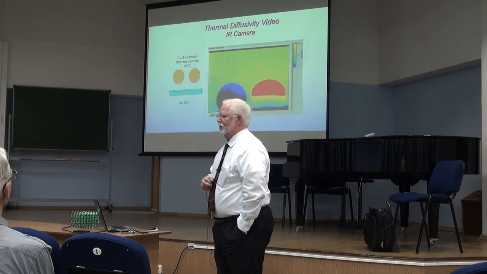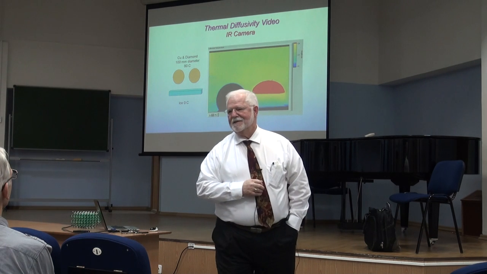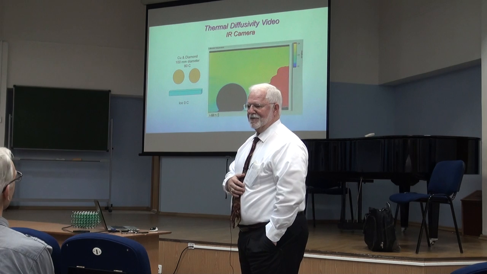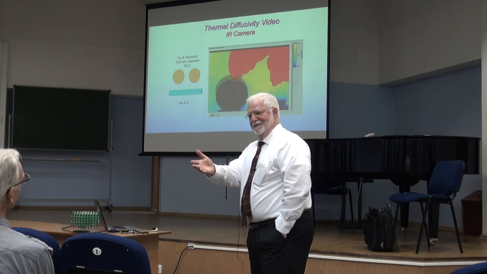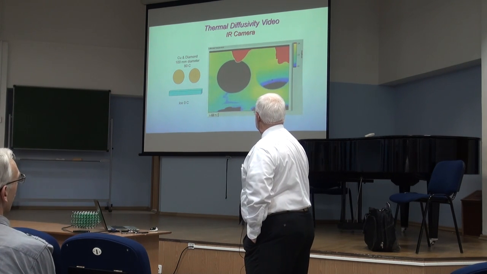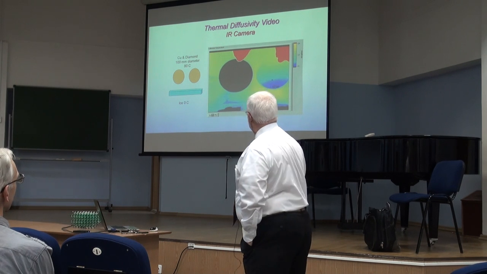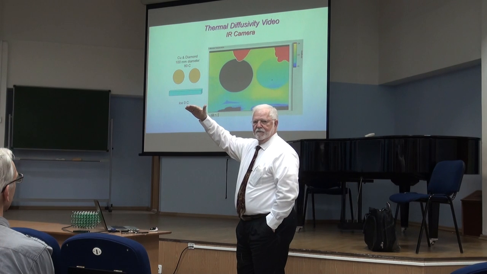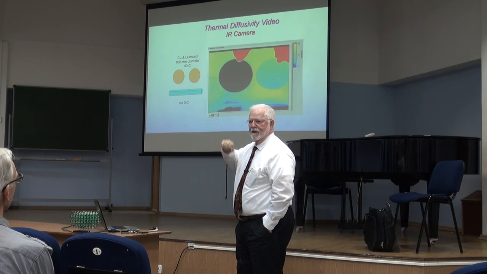So the question is, which one is diamond and which one is copper? Come on, someone must make a guess here. I think the left one is diamond. Correct. And you can see the thermal wave move through the diamond about 5 times faster than that in copper.